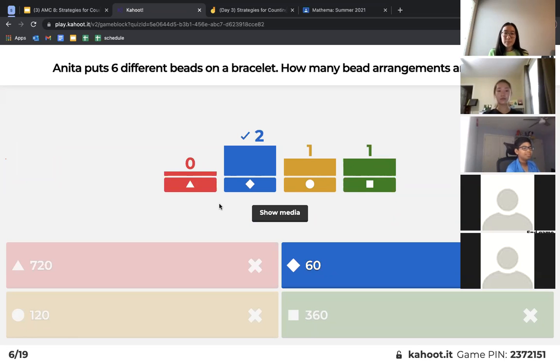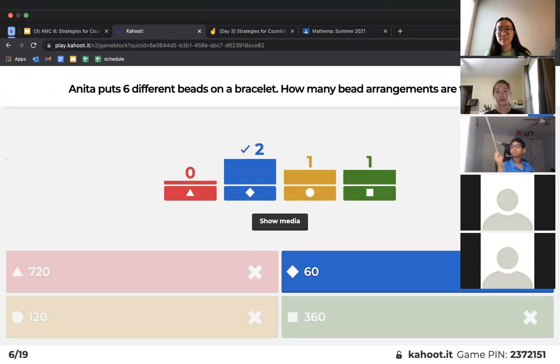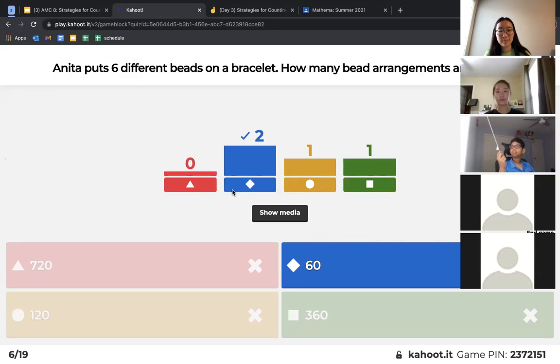So there are 6 beads on the bracelet, so there's 6 factorial ways you can arrange the beads. But remember that you can rotate the bracelet, and each of those 6 rotations gives you the same arrangement of the beads. So it would be 6 factorial divided by 6, which is 5 factorial. Then remember you can flip the bracelet, so you have to divide again by 2, which gives 120 divided by 2, which is 60.